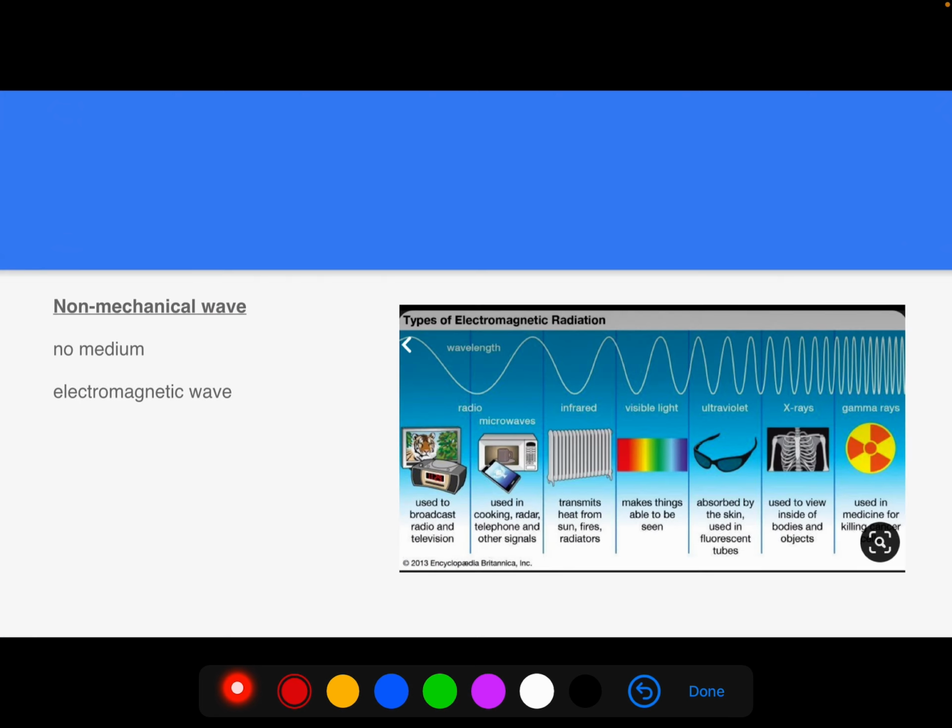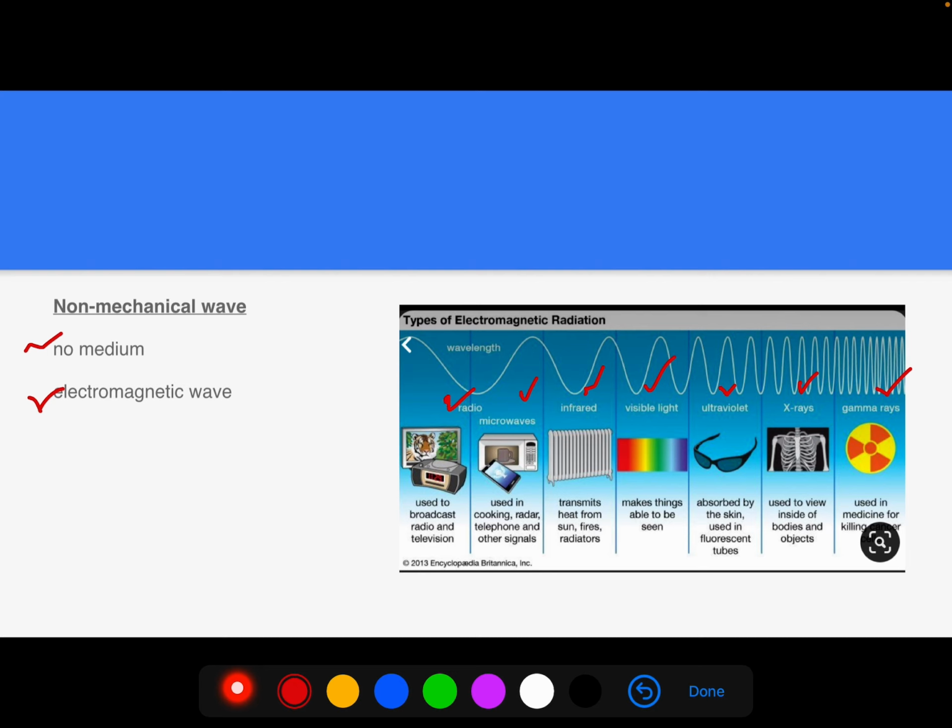Coming to the second type of wave, that is non-mechanical wave, they need no medium. They don't need any medium to travel. The electromagnetic wave comes under this non-mechanical wave. Coming to electromagnetic radiation, we know that there is an electromagnetic spectrum. It ranges from radio waves to gamma rays, that includes radio waves, microwaves, infrared, visible light, ultraviolet rays, X-rays, gamma rays.